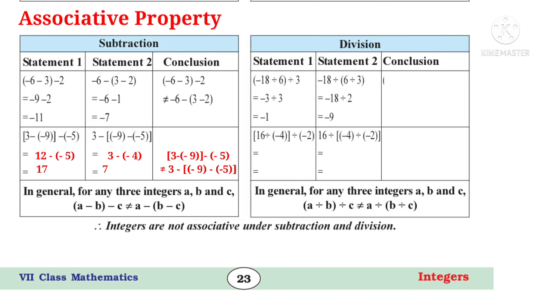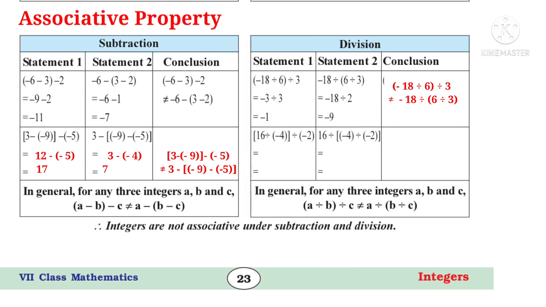Now let us take the associative property in the operation division. Here we are taking three different integers: minus 18, 6 and 3. Now in statement 1, minus 18 divided by 6 gives minus 3, divided by 3 gives minus 1. In statement 2, 6 divided by 3 gives 2. So minus 18 divided by 2 gives minus 9. Here minus 1 and minus 9 are not equal. So we can say in conclusion that (minus 18 divided by 6) divided by 3 is not equal to minus 18 divided by (6 divided by 3).